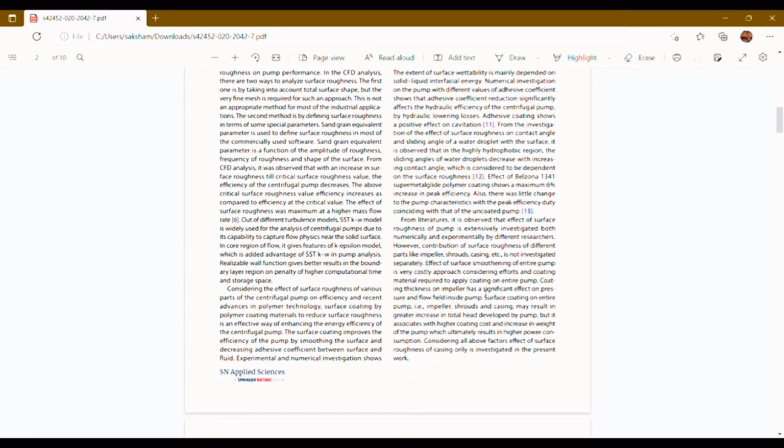Now, considering the effect of surface roughness of various parts of centrifugal pump on efficiency and recent advances in polymer technology, surface coating by polymer coating materials to reduce surface roughness is an effective way of enhancing the energy efficiency of the centrifugal pump.